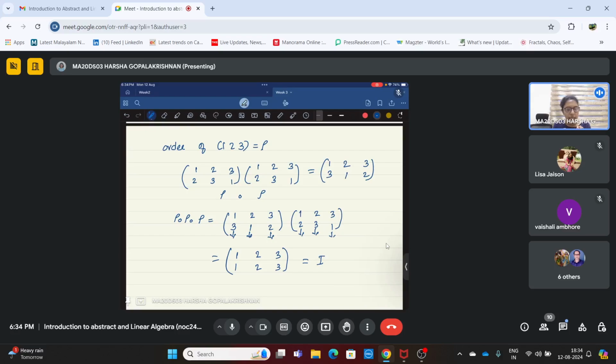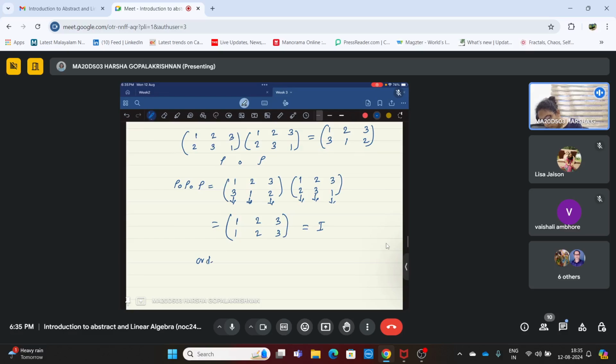So if I am multiplying rho with rho, I am not getting the identity. If I multiply rho composite rho composite rho, doing the operation 3 times, I get the identity element. So the order of rho is, now I don't need to go further, I got the smallest n such that rho to the power n is the identity. So that is 3. The order of rho is 3.